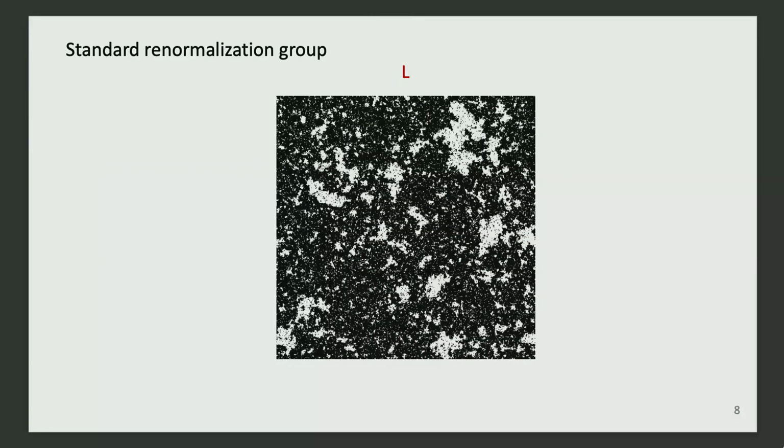So I'm going to start by describing the fundamental concepts behind the standard renormalization group. This is a configuration of the Ising model, which has been drawn in the vicinity of the phase transition, which is something that you can verify because we have some clusters that have formed. And we are now interested in applying a standard renormalization group transformation on this configuration.